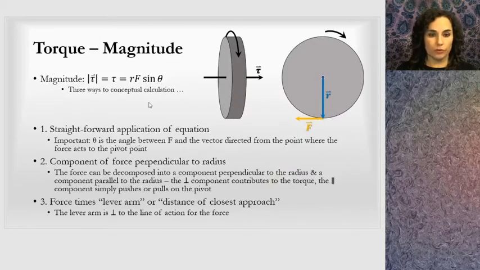You can use a straightforward application. You can find the components of the force perpendicular to the radius so that the torque equals F perpendicular times r. And you can use the force times the lever arm. In that situation, you would just take F times L. So 3 different methods, 3 different ways to think about it. So you should have a reliable method every time when you approach a problem, how to calculate a torque.